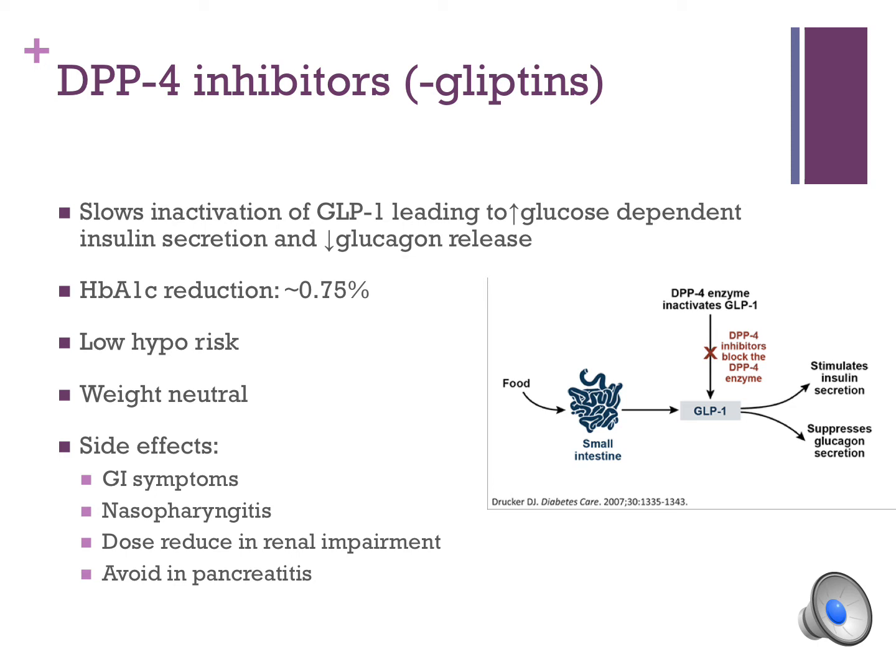DPP4 inhibitors, also known as the gliptins, include medications such as sitagliptin and linagliptin. And if we look at the flow chart, this medication works by slowing inactivation of GLP-1, leading to increased glucose-dependent insulin secretion and decreased glucagon release.